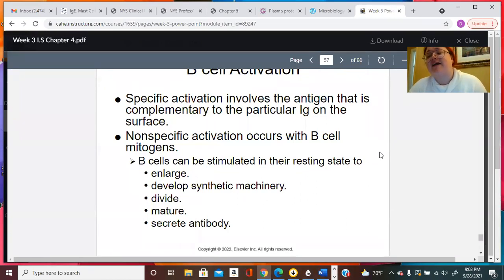but non-specific activation occurs with B cell mitogens. And a mitogen is essentially like a small peptide that induces mitosis, all right? So it induces cell proliferation, cell division, cell growth. So B cells can be stimulated in their resting state to both enlarge, develop synthetic machinery, divide, mature, secrete antibody, all the jobs that we talked about that it does. Mitogens are capable of activating these B cells in the resting state to do this.